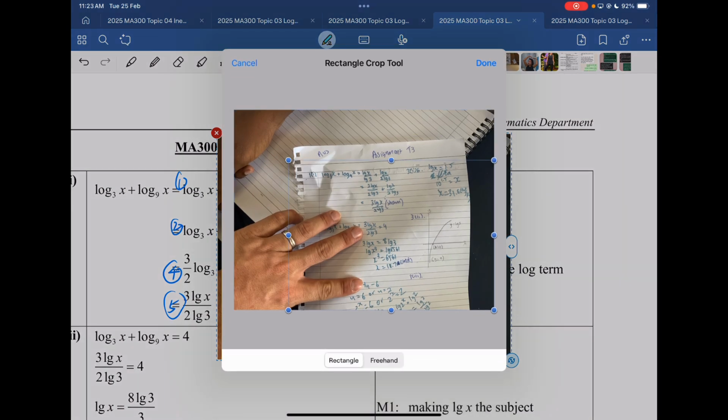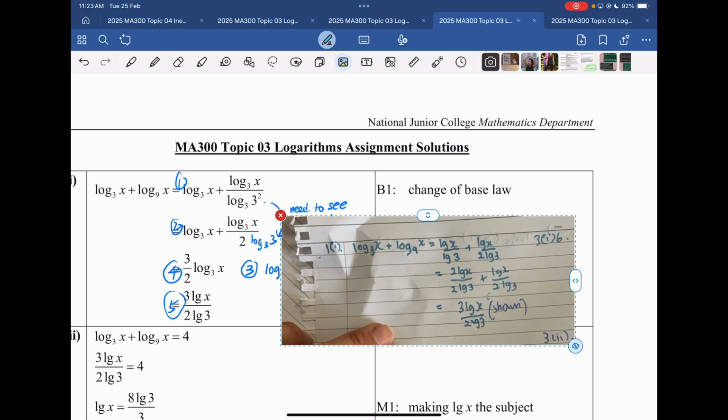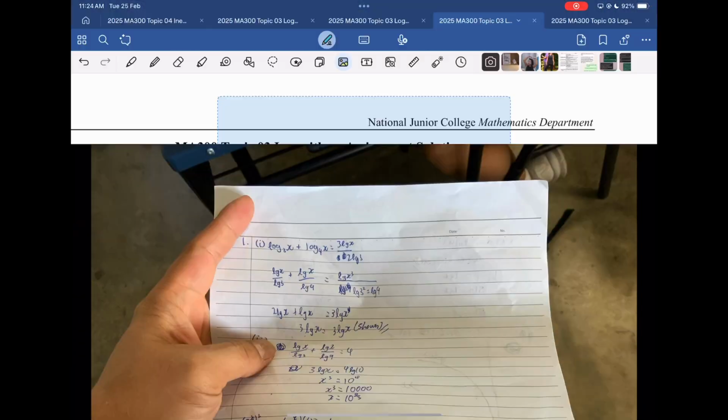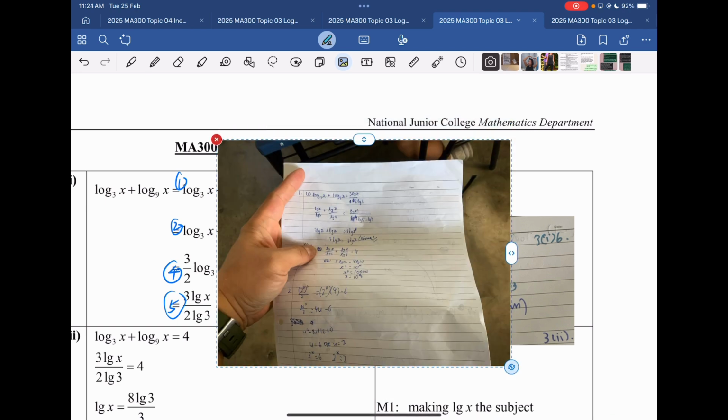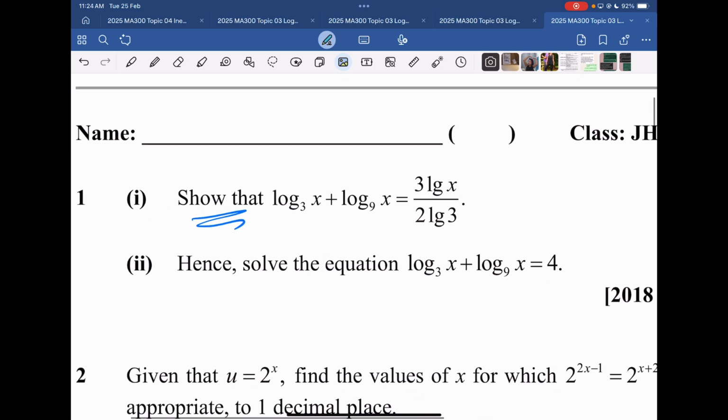Okay, just look at how beautiful the handwriting is. Jun Kai, is this your working also? No, what do you do? No, okay. So this is what I mean. Now, Jun Kai, you see, I need to show. Show means you cannot write an equation from the start.